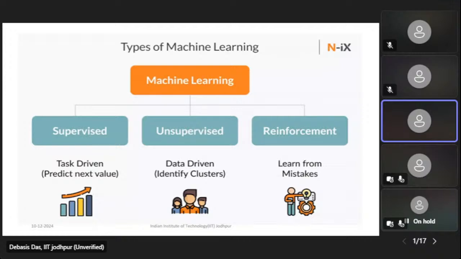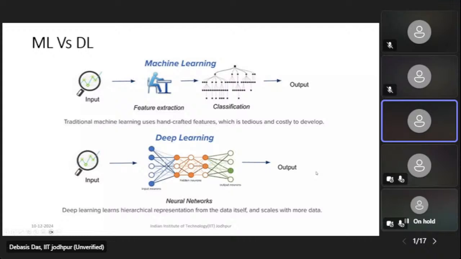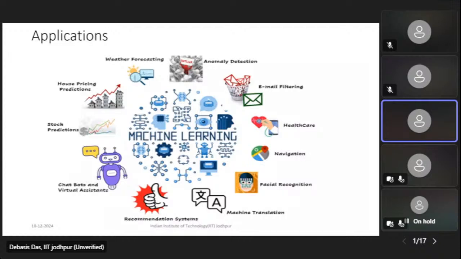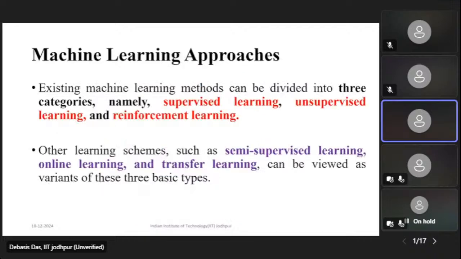So that's why I don't want to discuss more. Supervised means labeled data, unsupervised means unlabeled data, and in reinforcement learning you learn from mistakes, where we have a reward and penalty type of concept. So this is the machine learning concept. We have feature extraction. Here we have the deep learning model, through which we can learn our network. There are different types of application: stock prediction, weather forecasting, anomaly detection, healthcare, navigation, recommendation systems, all these cases. In general we have the three categories I discussed: supervised, unsupervised, and reinforcement. Other than that we have semi-supervised, online learning, and transfer learning concepts.